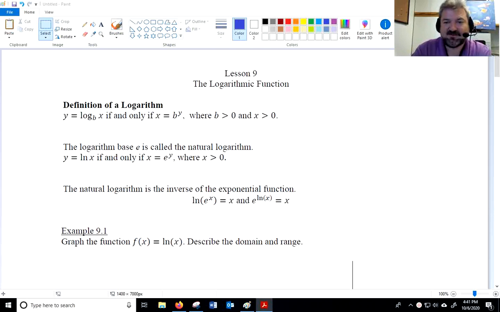All right, here we are. Lesson 9, the logarithmic function. We are in Unit 3 of our AP Calculus course, and we are almost done with this unit, so let's keep going.